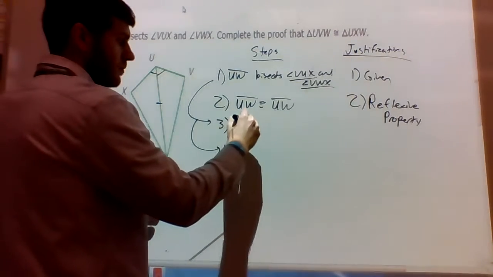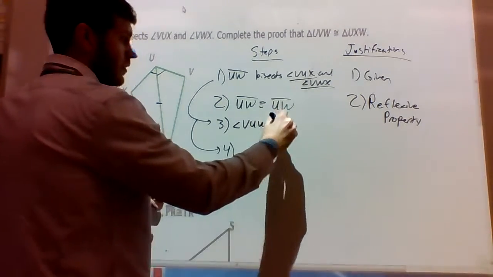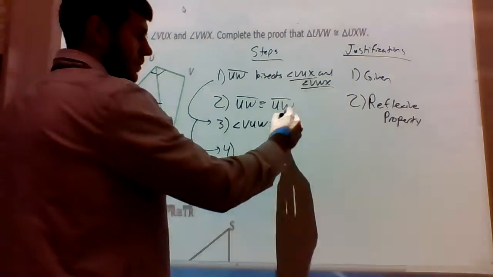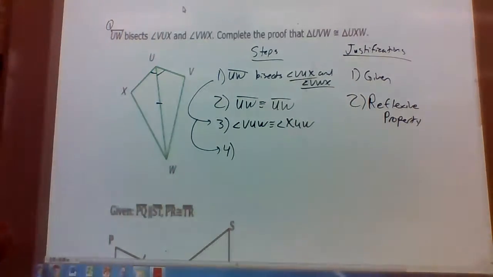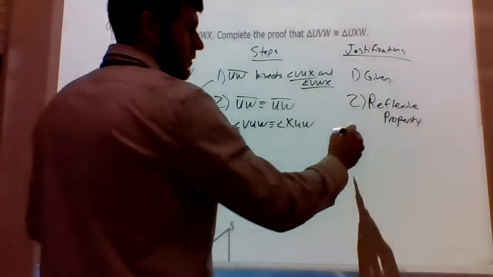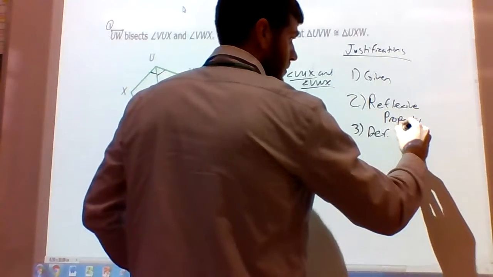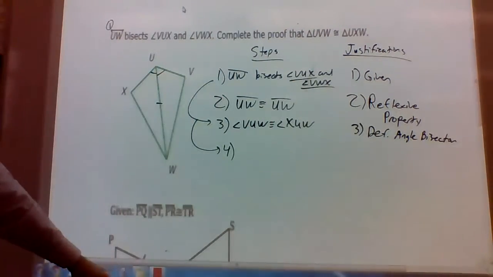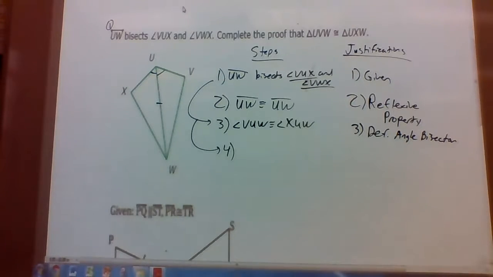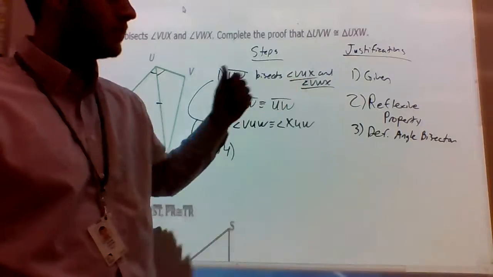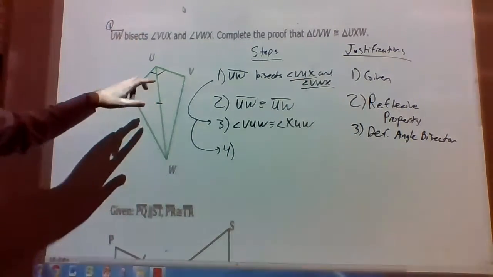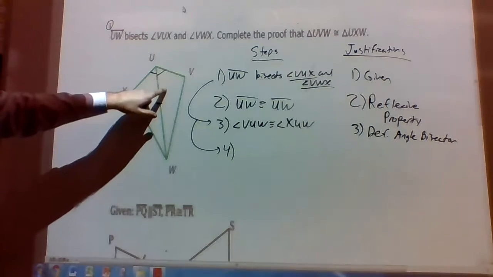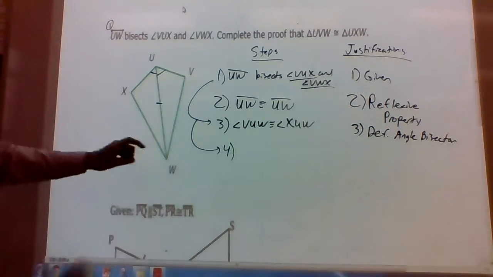Angle VUW and angle XUW. Okay. That is the definition of an angle bisector. And this follows directly from what we are given. We are given that UW bisects angle VUX. So if you look at your reference sheet and you read the definition, it says if you have a bisector, UW, bisecting angle VUX, then it creates two congruent angles. So in this case, VUW and XUW.